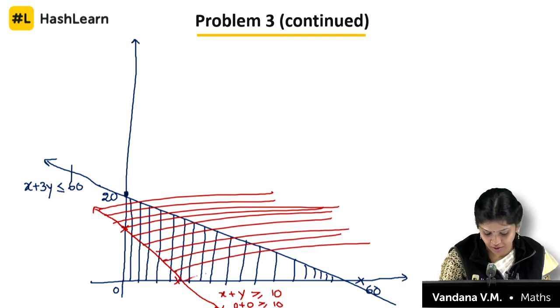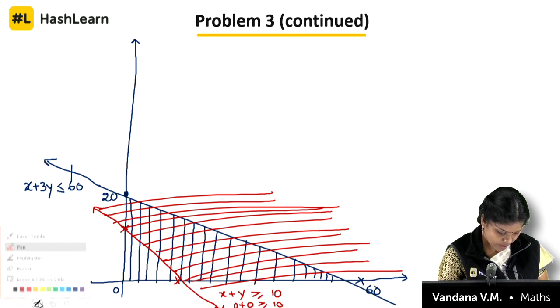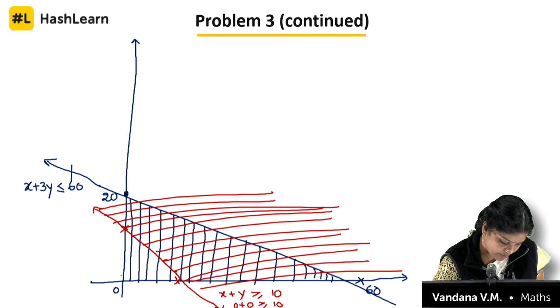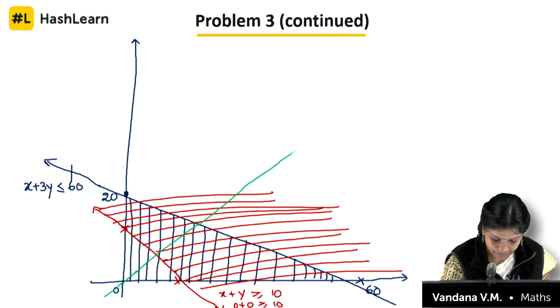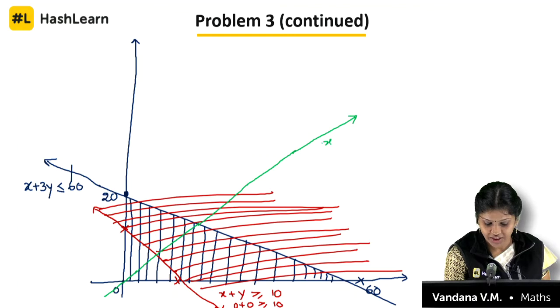Where the origin is not there, that other side I have to shade. Next, one more line is also there, which is passing through the origin: x is equal to y, right? Now the question will occur: which side do I have to shade now? Tell me.